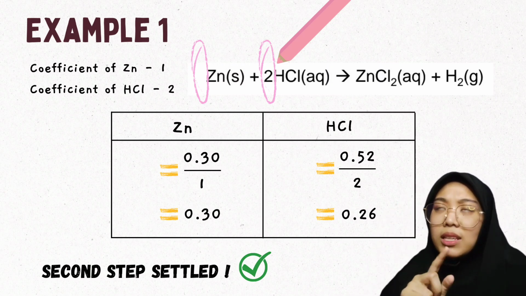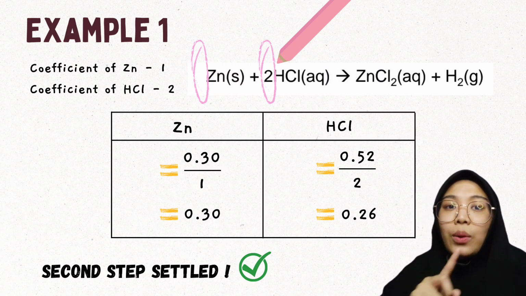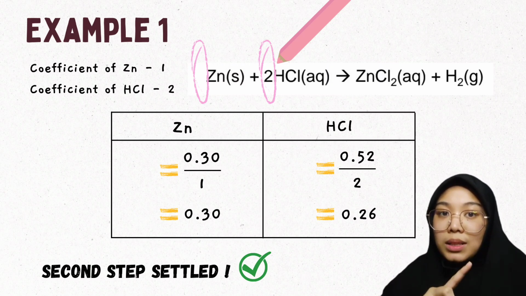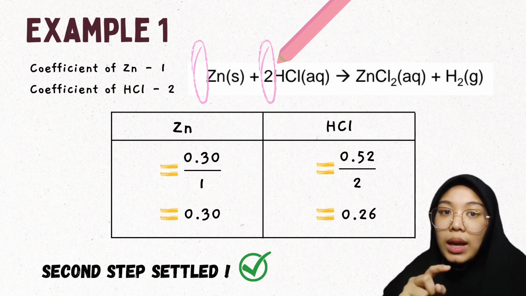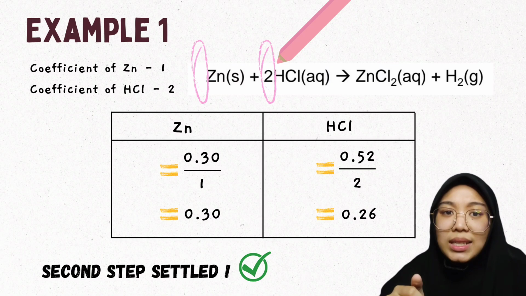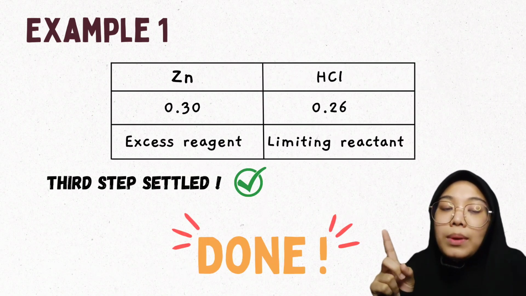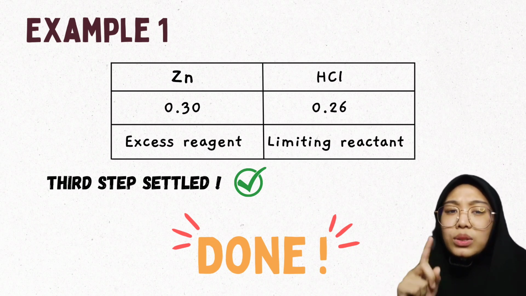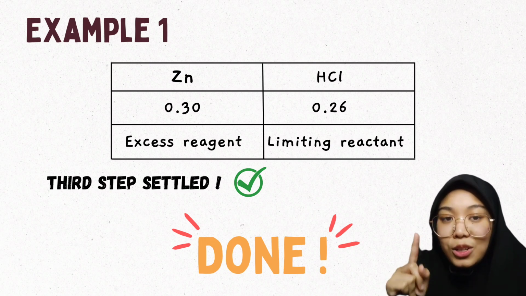How about zinc? There's no number in front of it. Is it 0? No. When there's no number, we assume that as 1. So 0.30 mole of zinc metal will be divided by 1, while 0.52 mole of hydrochloric acid will be divided by 2. And we have already settled the second step. Next, compare. Between these two, the least number will be the limiting reactant and the larger number will be the excess reagent. So the question asks for the limiting reactant, and the answer will be hydrochloric acid.